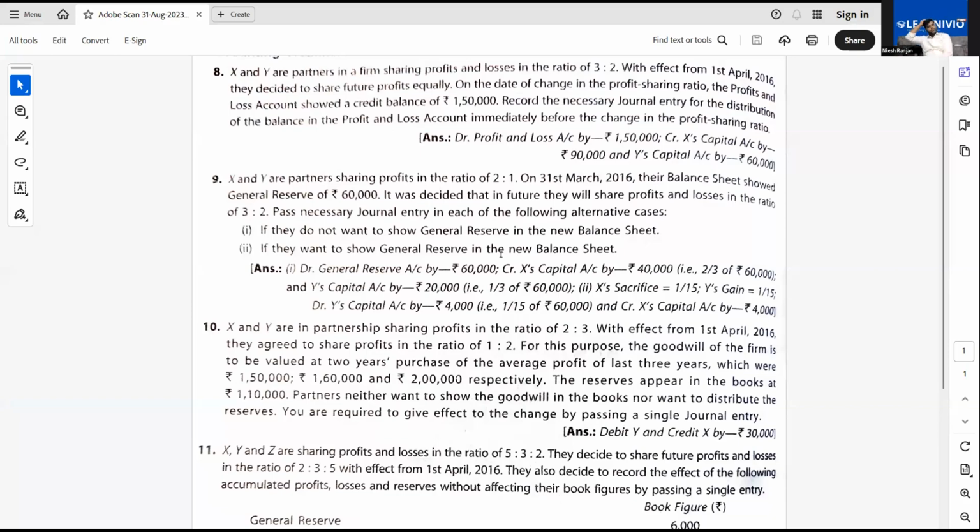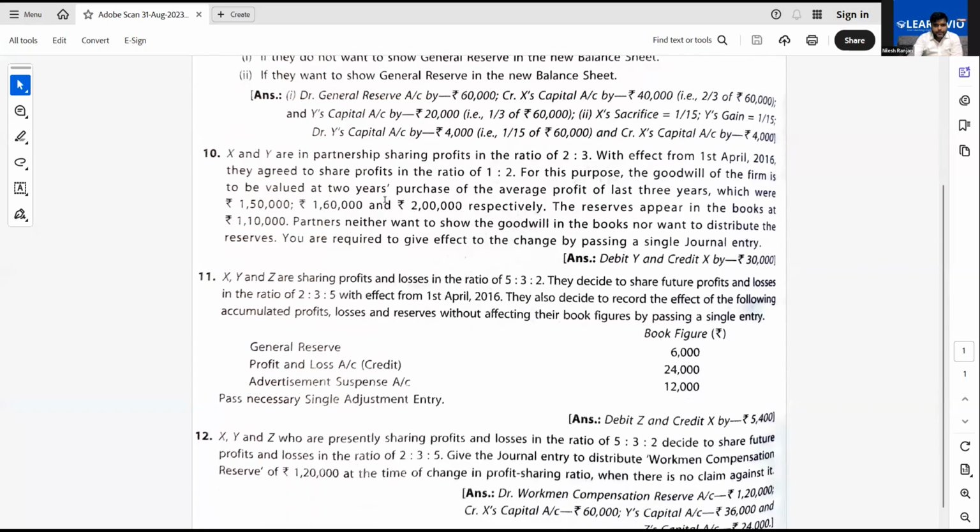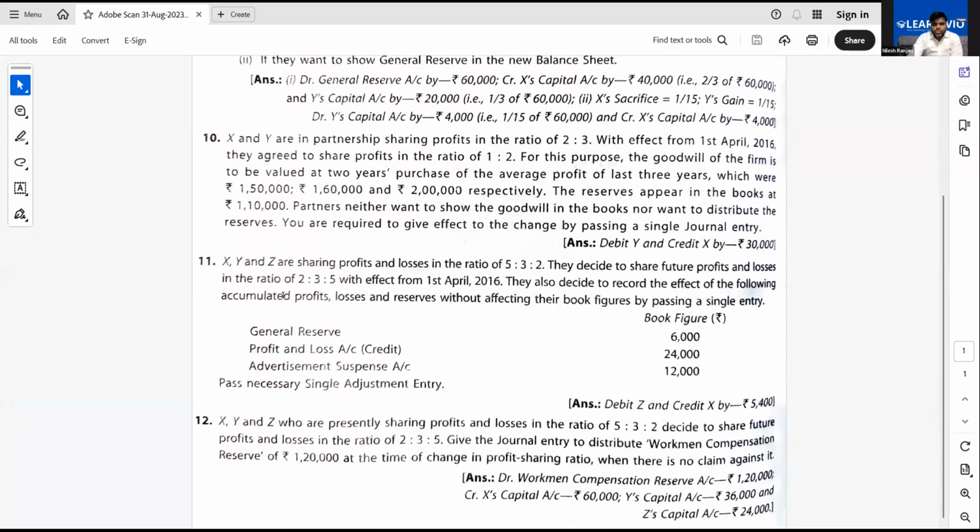So these are the questions. You can see question number 8, 9. I will solve question number 9 because in both cases we have to follow. Just a moment, let me see if there is any. Yes, question number 11.